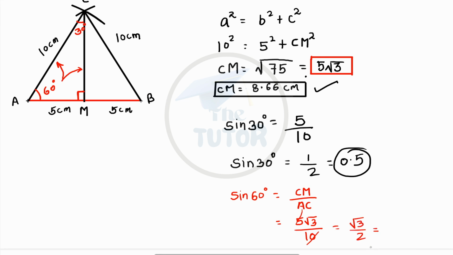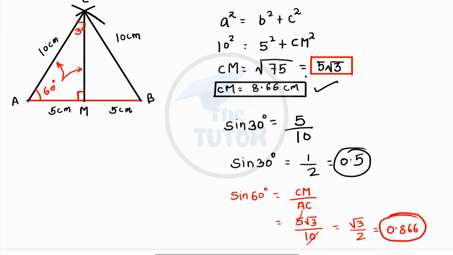What if we didn't know CM? In that case, you can find CM with the help of the known angle and the known side. Now we know sine 60 is root 3 by 2. You can either use the Pythagoras theorem, because you already know the remaining two sides, or use the sine ratio. Sine 60 is equal to opposite over hypotenuse, which is CM over AC. CM you don't know, AC you know, and sine 60 is root 3 over 2, which is 0.866. So you can use this value to figure out the length of CM. And this is how trigonometry works.